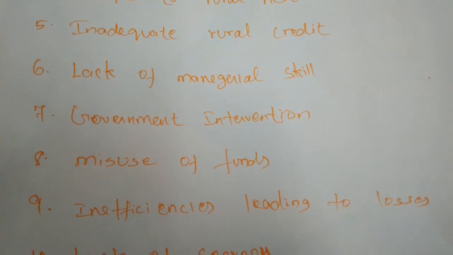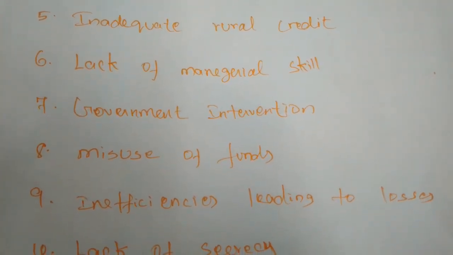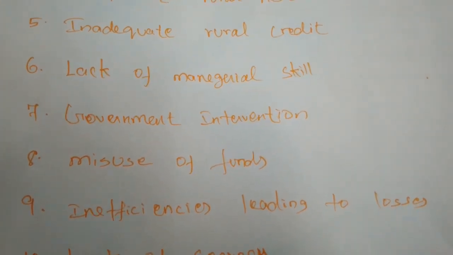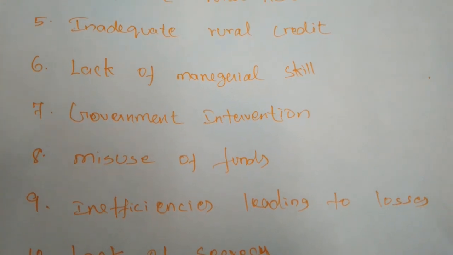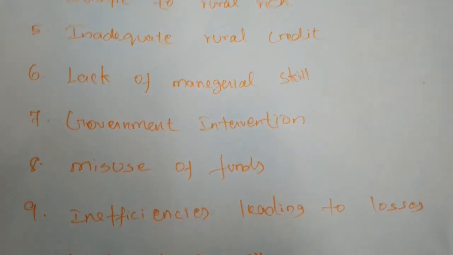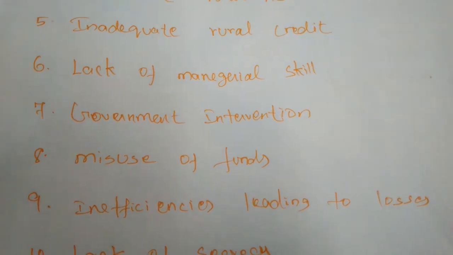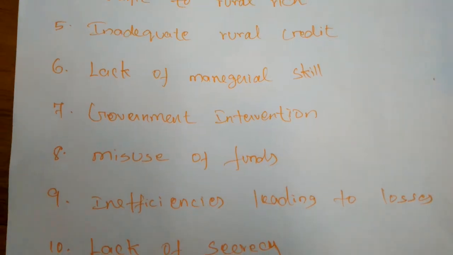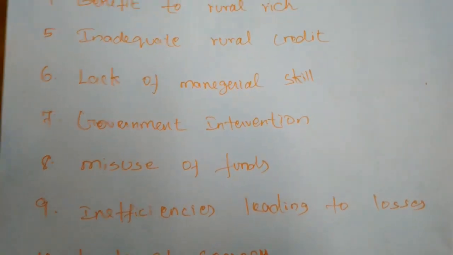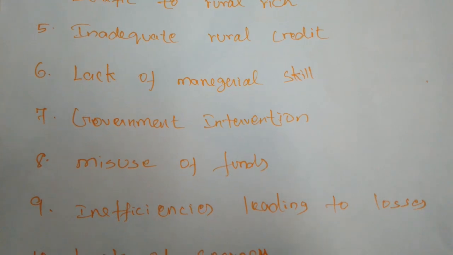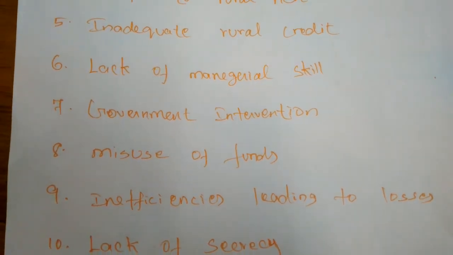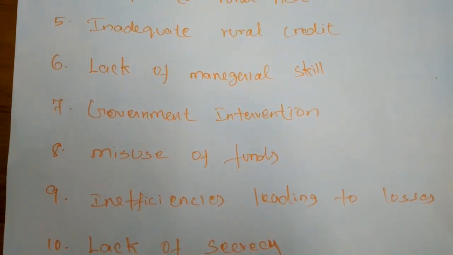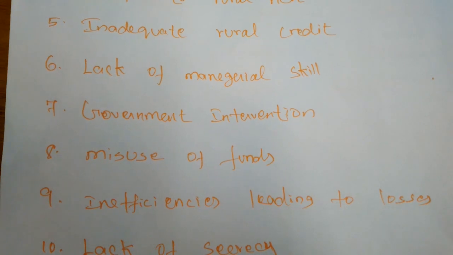The members of the managing committee may not have the required qualifications, skill, or experience. Normally in rural areas, some persons become chairman because they have more money, even if they don't have sufficient skill and educational qualifications. So when such persons become chairman, managerial skill will be sought, or the lack of managerial skill will never bring development in the cooperative organizations.